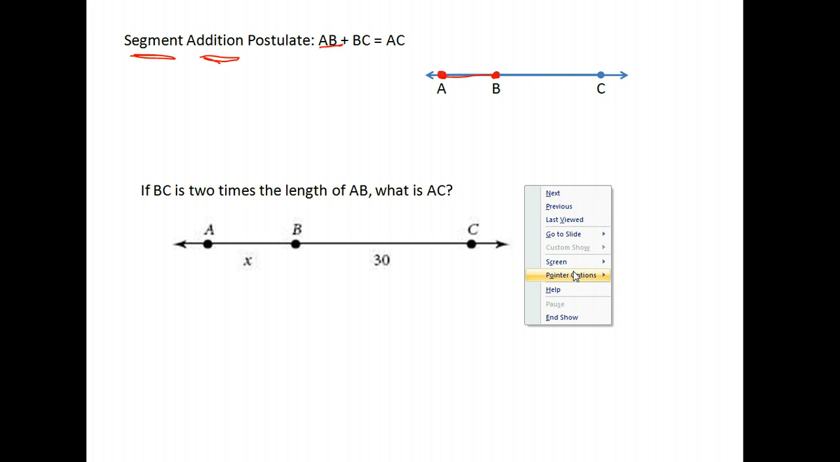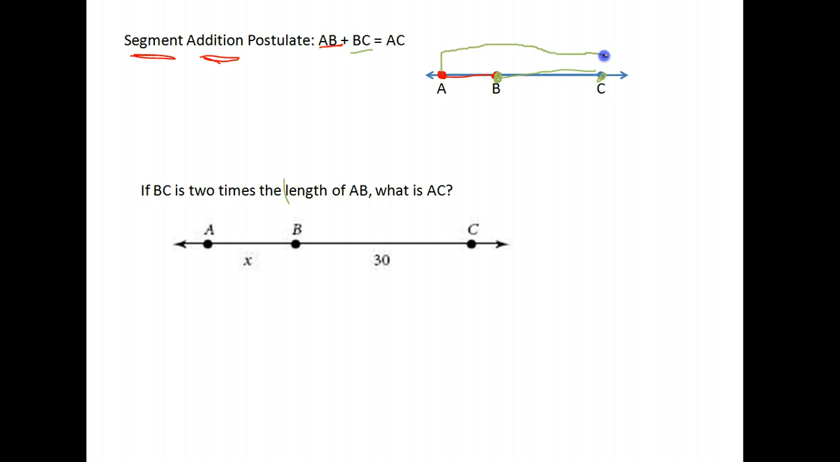To BC, so BC is the line starting at B and ending at C. What they're saying is if we take those two segments and add them together, we get this entire segment from A to C, which makes sense.